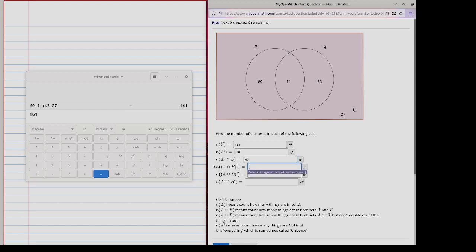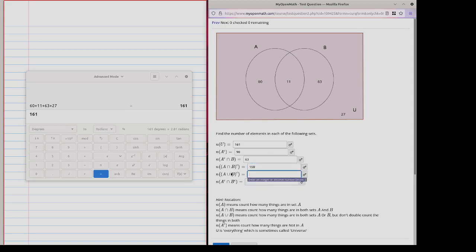Now in this problem, things look a little different because I'm using parentheses. And just like any time we're using parentheses in math, we want to do what's inside the parentheses first. This goes back to PEMDAS in algebra. So this says find everything that's in A and in B. Well, that's this 11. But then this complement says, okay, now find everything that's not in that intersection. So everything that's not that 11 in A and B. That means we're just going to add up the 60, the 63, and the 27, which should add up to 150.